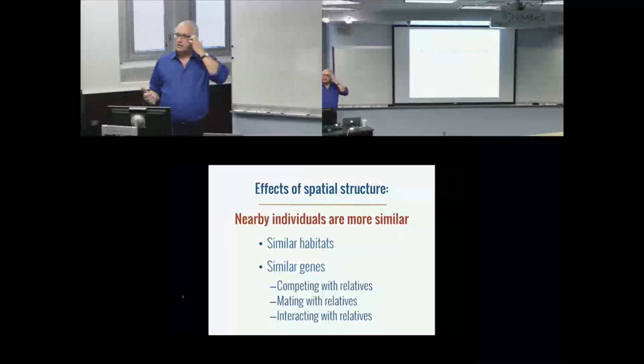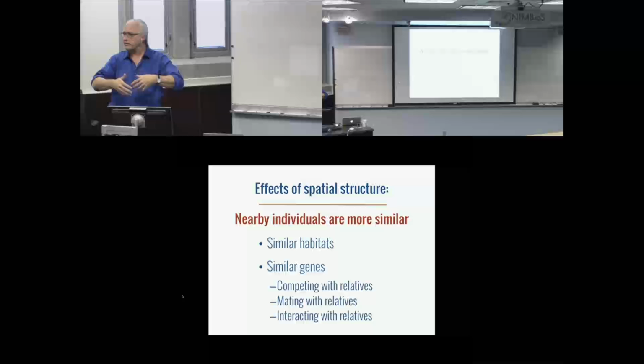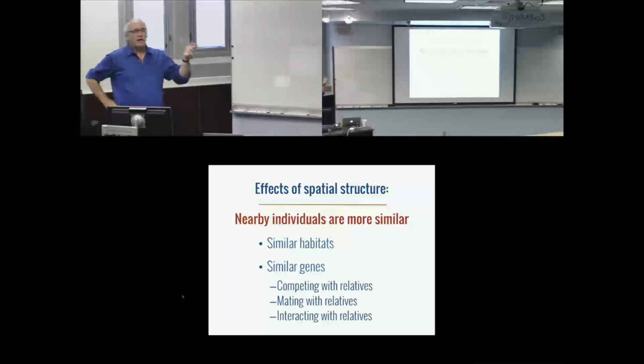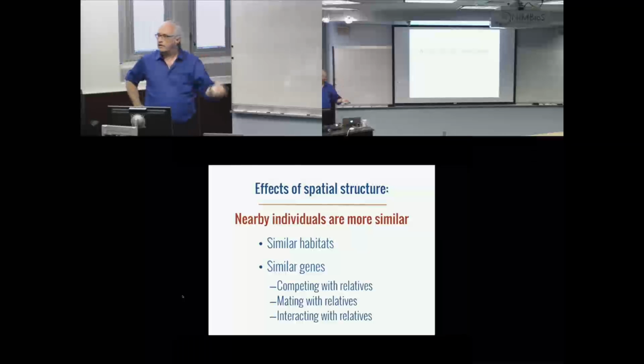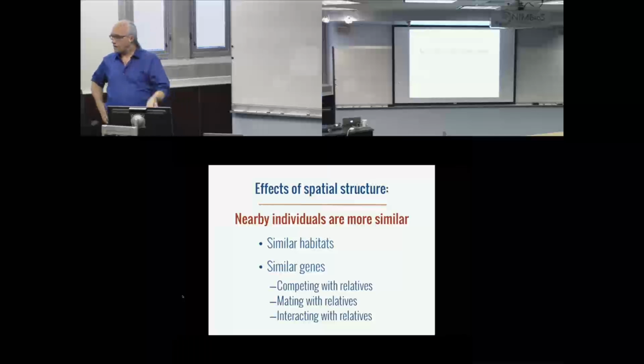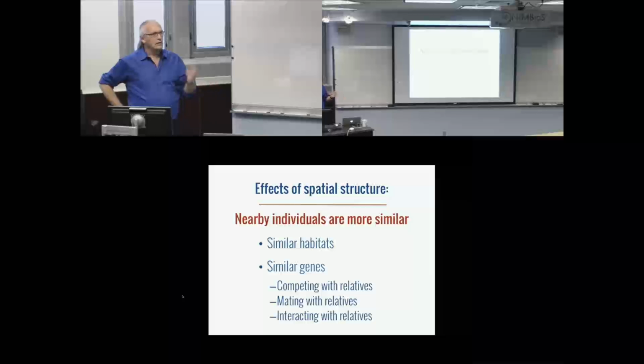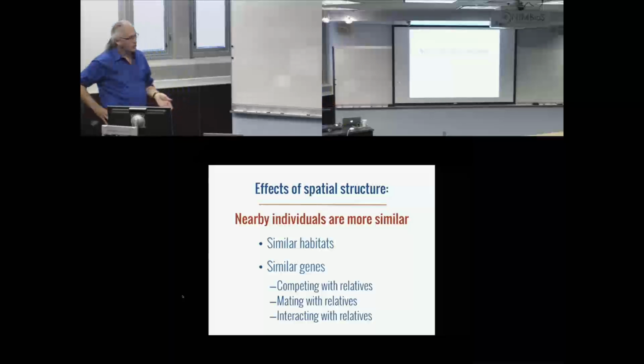They also share similar genes. Individuals that are nearby are likely to be related to each other, at least in the diffuse sense that we think of relatedness at a population level. They're more likely to be genetically similar to individuals that are nearby. That means, to the extent that competition for resources is local, you're competing with relatives for those resources. To the extent that mating is local, you're mating to a certain extent with individuals who are related to you. In general, any kind of interaction that's spatially limited tends to be between relatives to some degree or another.